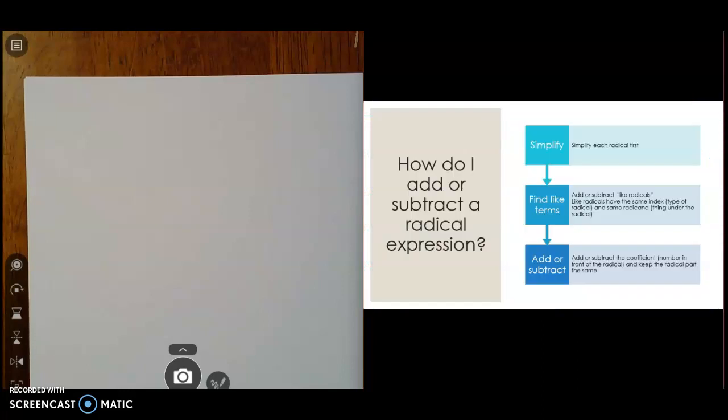So how do I add or subtract a radical expression? First off, the first thing you're going to do is simplify. So simplify every single radical first. Then you can find like terms.